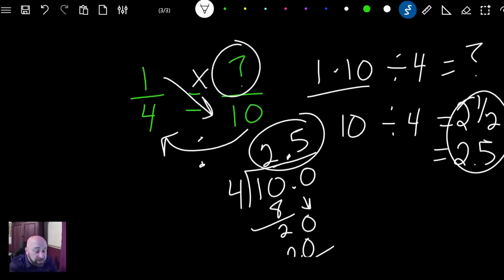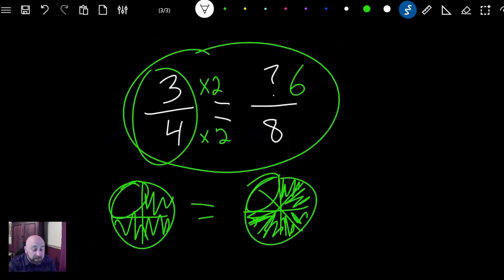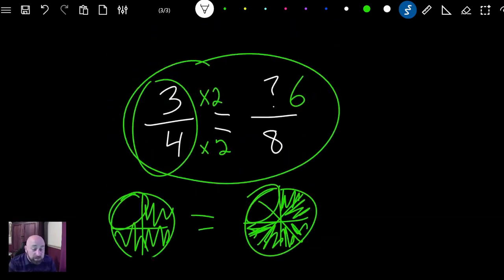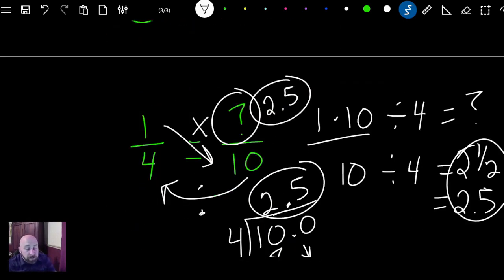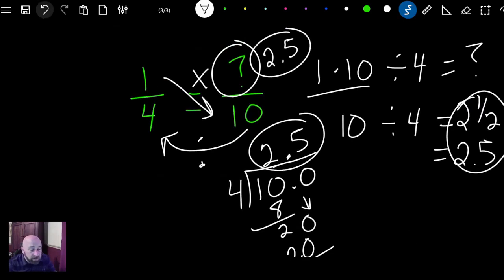So what is the x? 2.5. Okay, there you go. And that's how to do proportions. There are 2 different ways to do them. The easier way, obviously, is to do this, but sometimes it doesn't work. Sometimes we can't just find out what it's multiplied by, so we actually have to do this method.